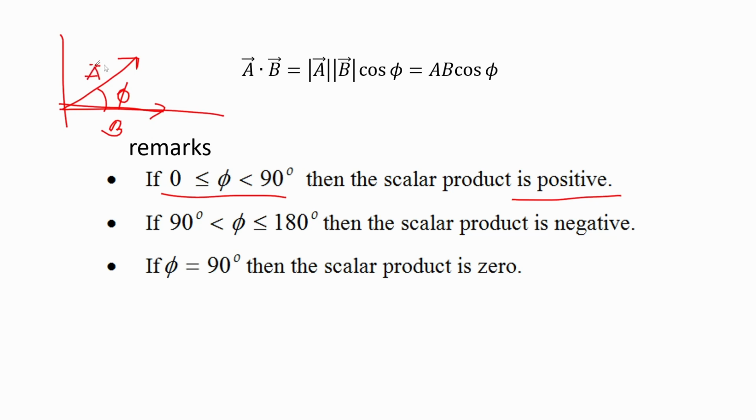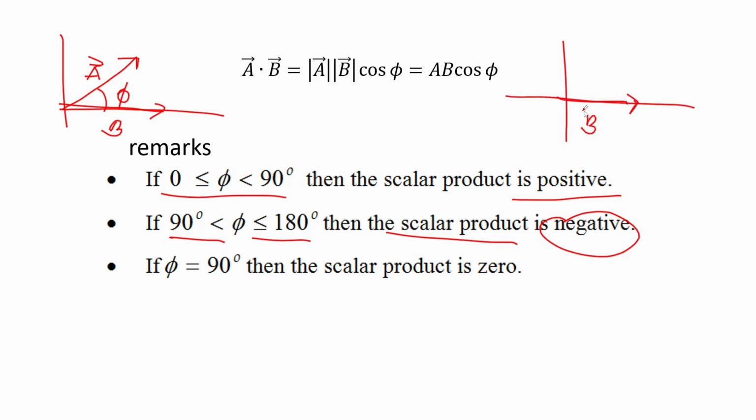The next one, if phi is greater than 90 but less than 180, then the scalar product is negative. So you have this one, B, then the other one, greater than 90, somewhere here. Let's say that's the A vector, and this is phi. So the value of your scalar product is a negative value.